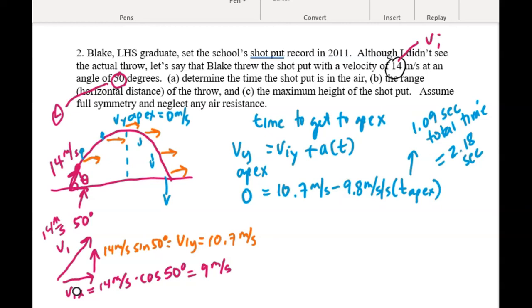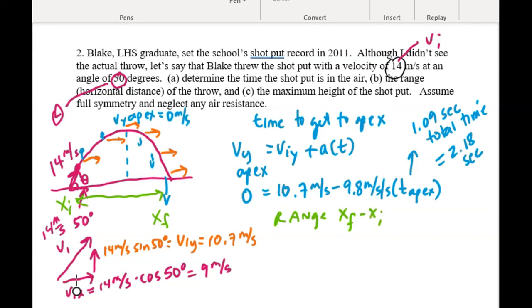We need that total time then to find part B, the range. The range then is how far forward. Let me change colors again. How far forward then the shot put goes. So the range represents really the final position in the x direction, subtract the initial position in the x direction. So that's going to be our displacement really in the x direction, which we're calling the range. So the range really represents the displacement, xf minus xi.